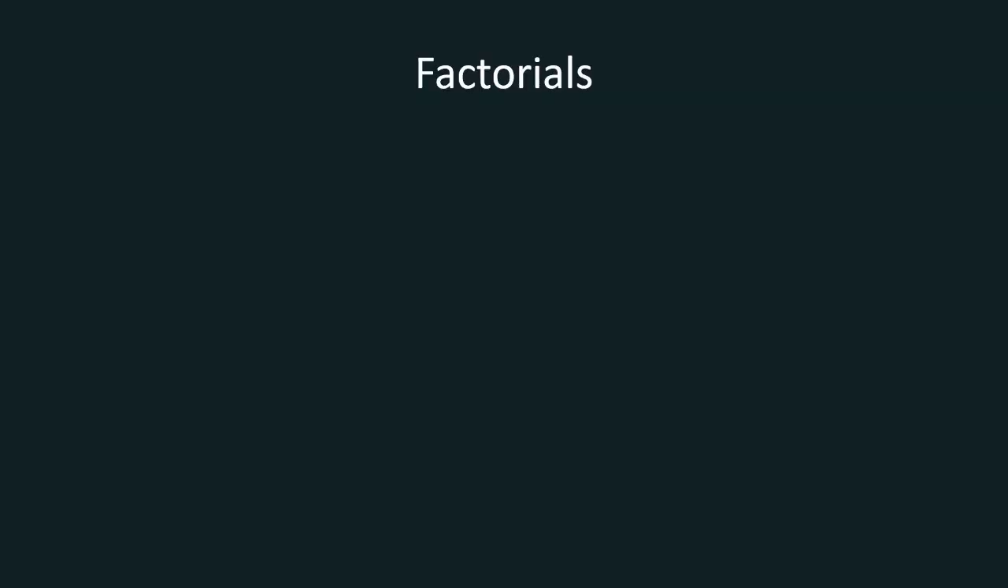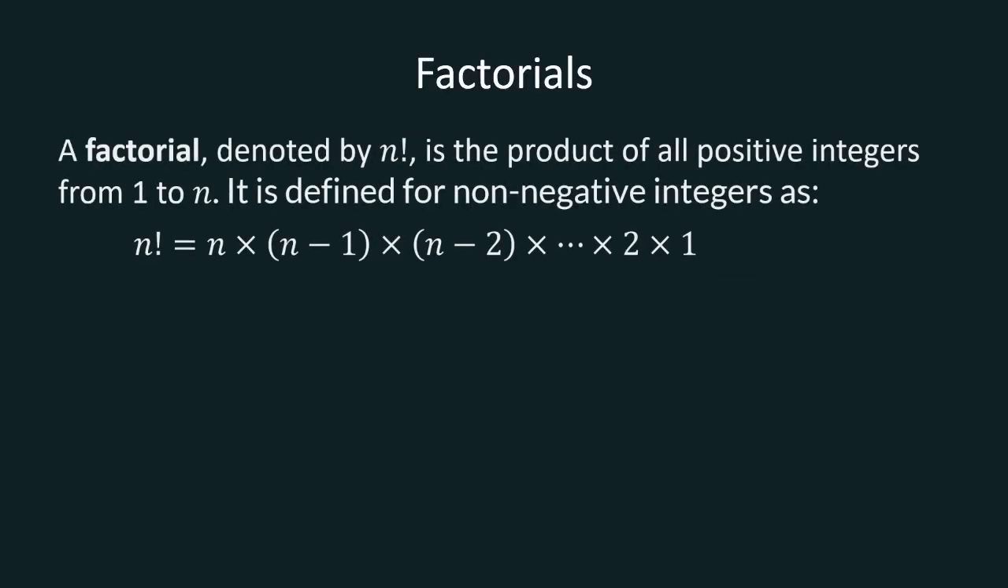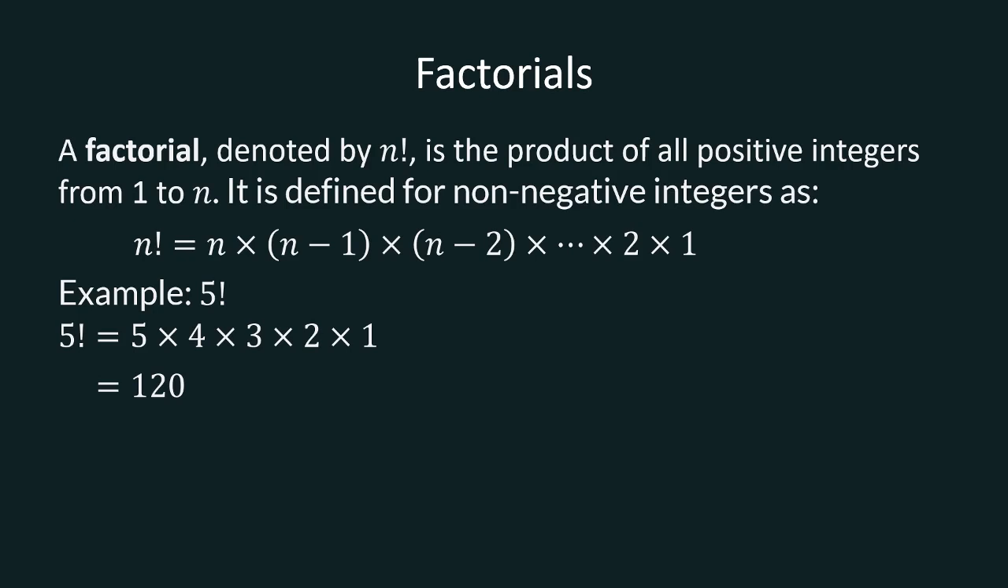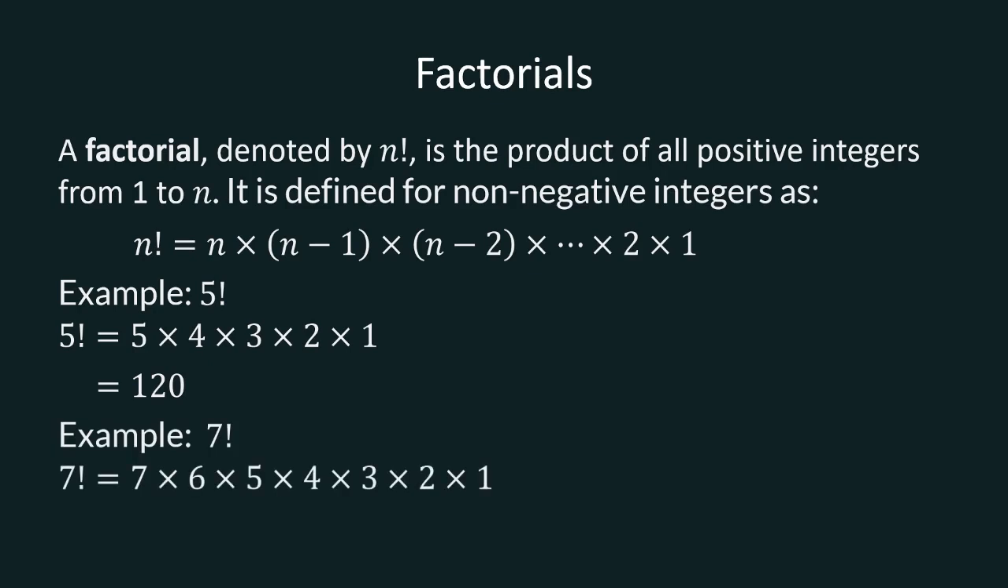A factorial of a number is denoted by an exclamation mark and is the product of all positive integers up to the number. For example, 5 factorial is equal to 5 times 4 times 3 times 2 times 1, which is equal to 120. Let's do another example. 7 factorial. 7 factorial is 7 times 6 times 5 times 4 times 3 times 2 times 1. So you keep reducing the number and multiplying them till you get to 1, which is 5040.